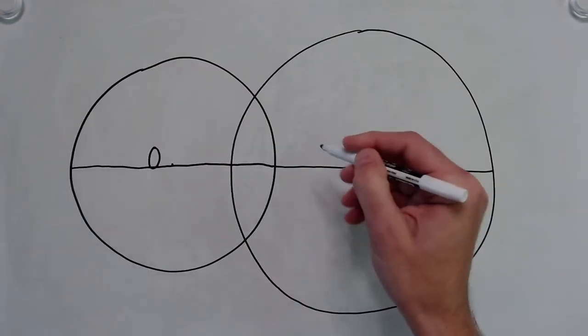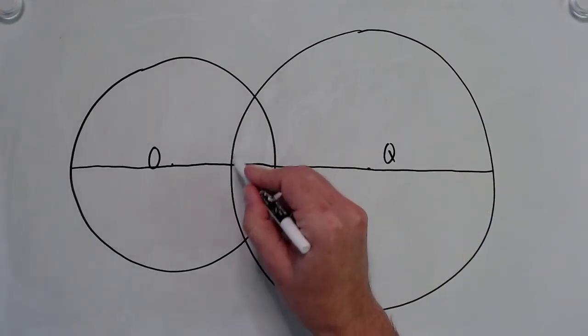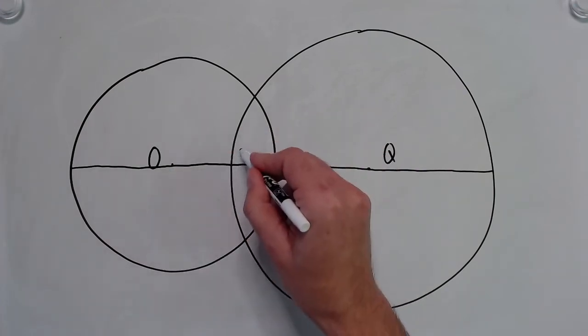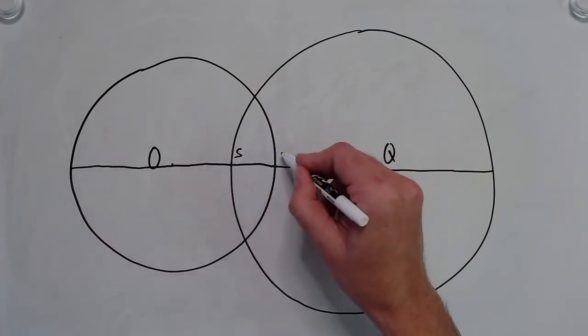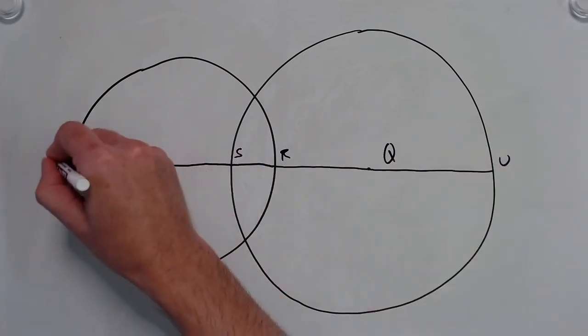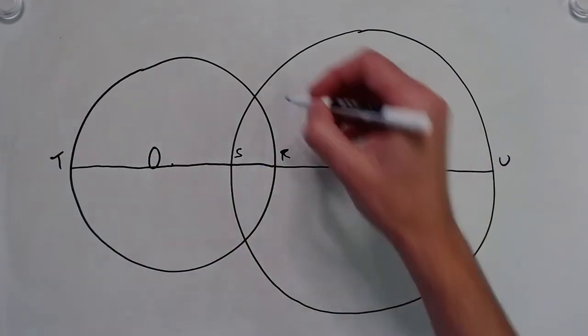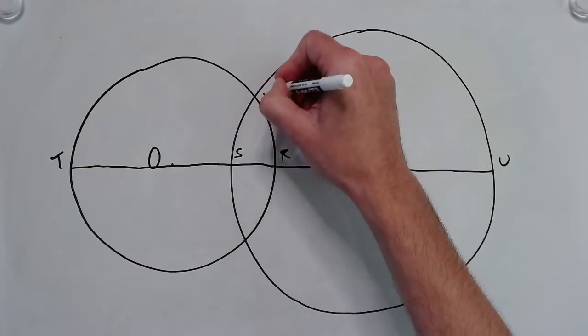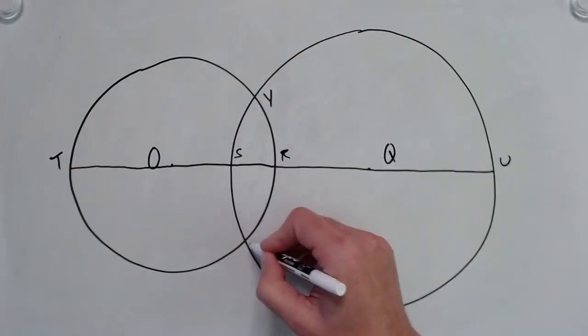So let's add some more points. I'm going to call this point here, where these intersect, this is S. This is going to be R. We'll have U over here and T over here. Next, I'm going to label this point up here Y, and this point down here X.